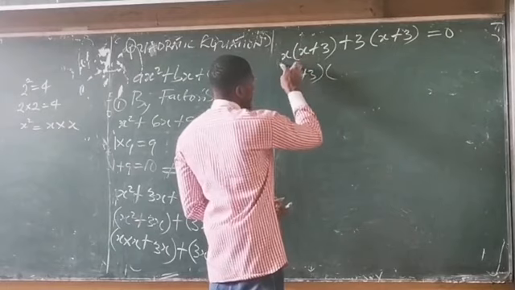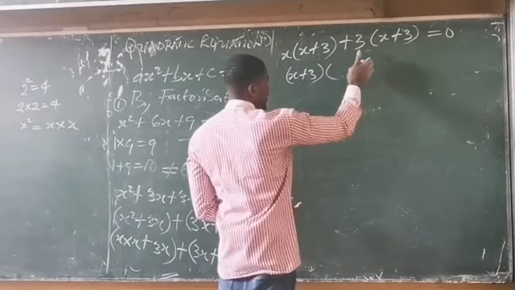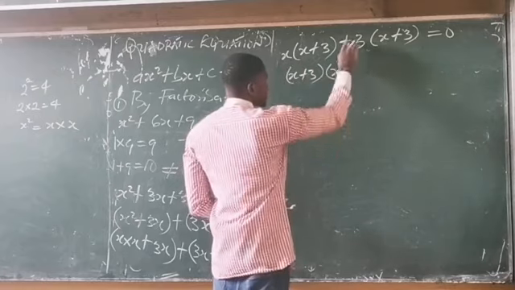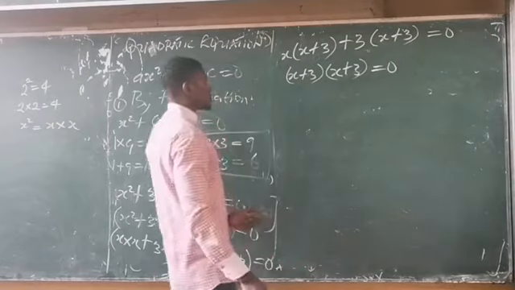Then the next thing you do, open another bracket. Pick the x outside here. Pick the plus 3 outside this other bracket. So you pick this x, then pick this plus 3, close your bracket, equal to 0.